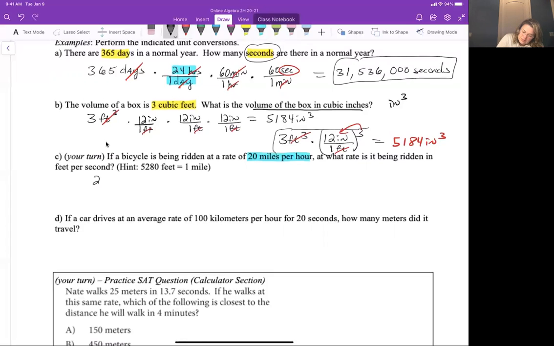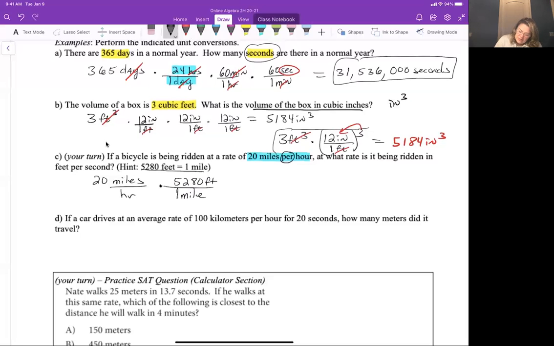Okay, so I have 20 miles. This word per means divided by, per hour. There it is. I want to know how many feet per second that is. And they've been kind to give us this conversion factor. So I happen to know based on that, I have 1 mile. How did I know to put it on the bottom? Because I need miles to cancel, is equal to 5,280 feet.